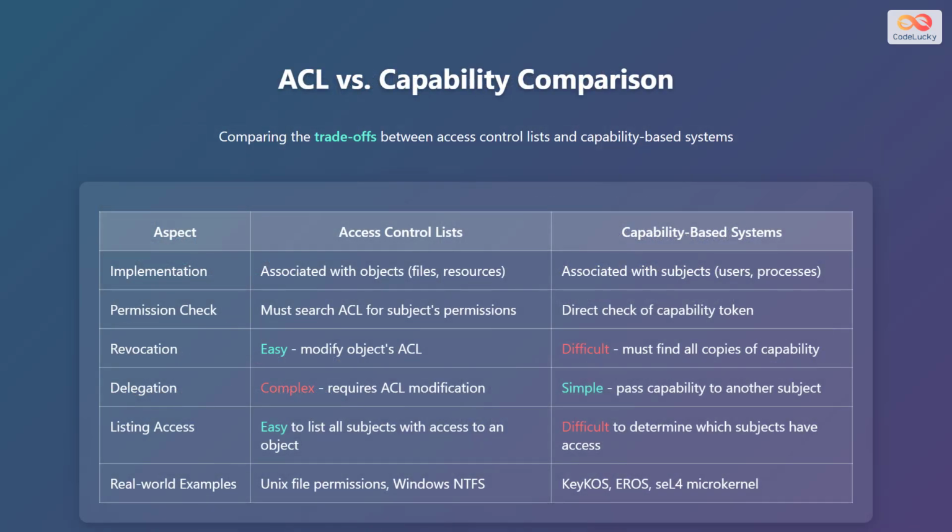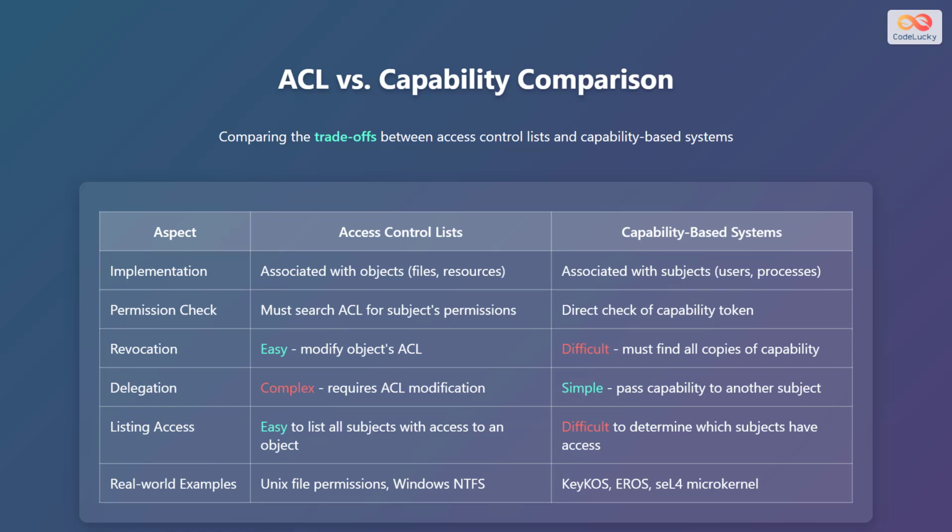Let's compare access control lists and capability-based systems across several key aspects. In terms of implementation, ACLs are associated with objects, such as files and resources, while capabilities are associated with subjects, such as users and processes. For permission checks, ACLs require searching the list for the subject's permissions, whereas capabilities allow for a direct check of the capability token. Revocation is easy with ACLs.